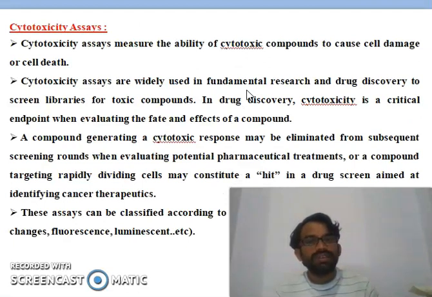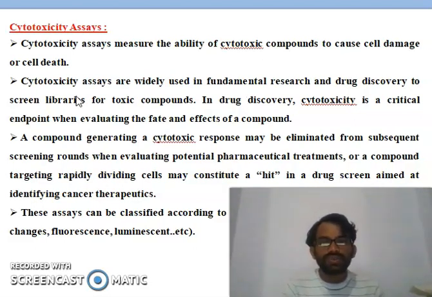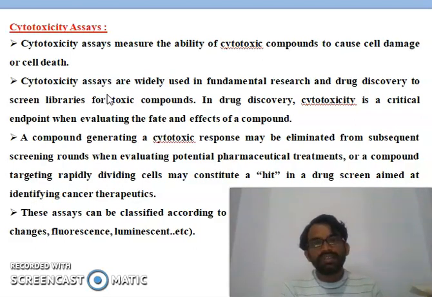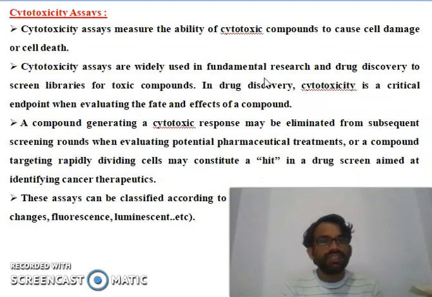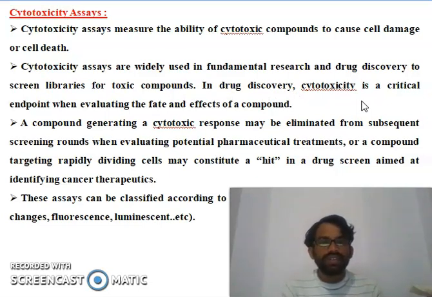Next, another method is the cytotoxicity assay. This is also a very good method to show whether a compound is toxic. Cytotoxicity assays measure the ability of a cytotoxic compound to cause cell damage or cell death. The cytotoxicity assay is widely used in fundamental research and drug discovery to screen libraries for toxic compounds. In drug discovery, cytotoxicity is a critical endpoint when evaluating the fate and effect of a compound.